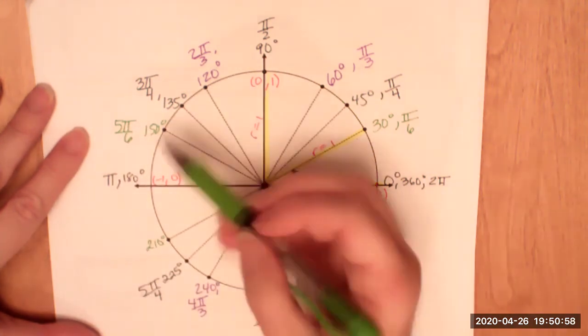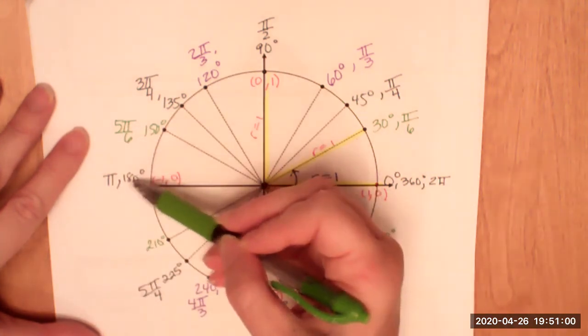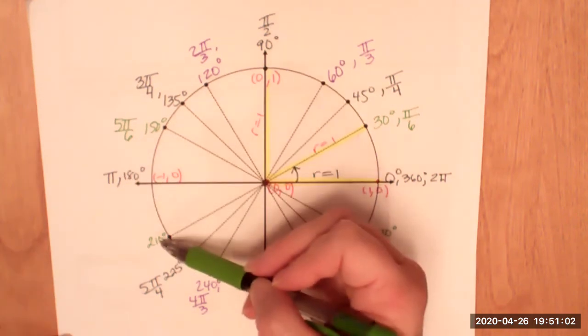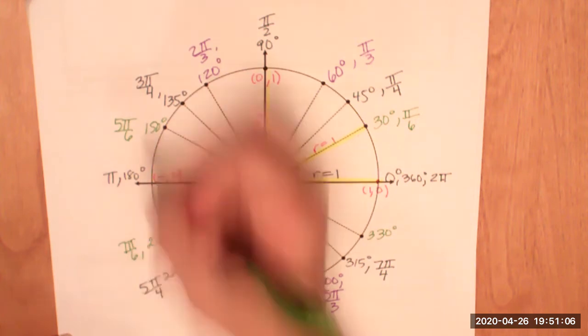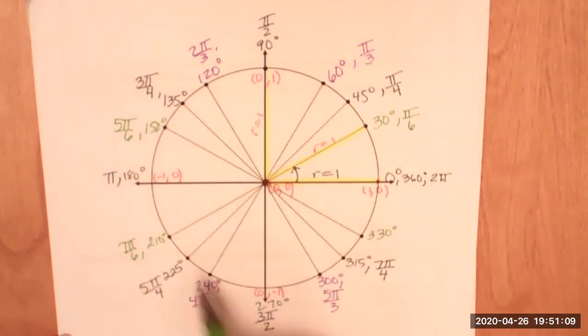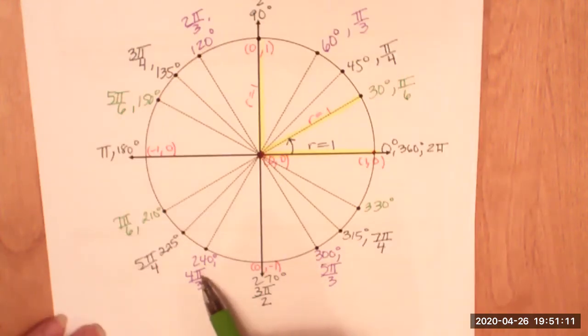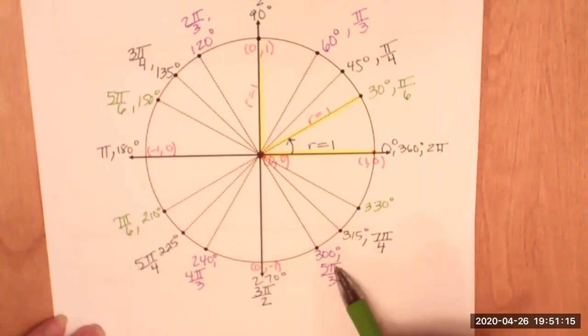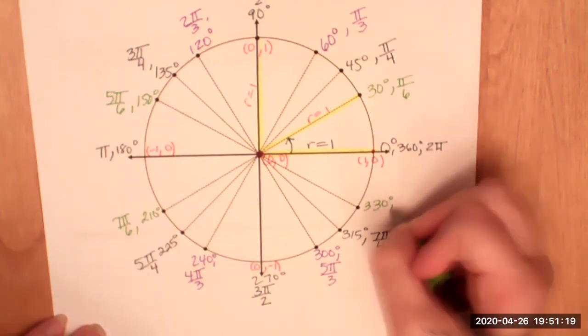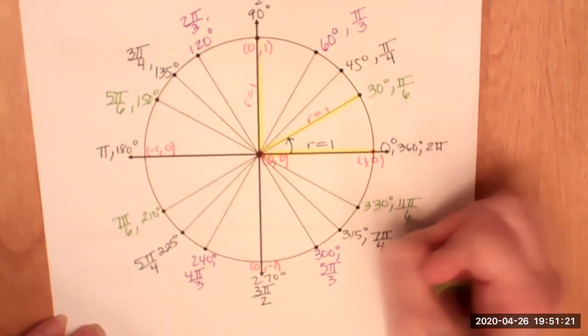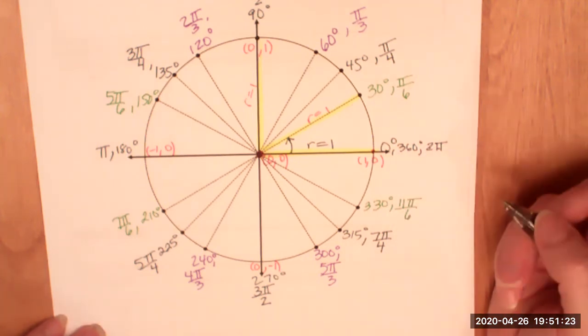6/6 is pi. 7/6, 7 pi over 6. 8/6 is 4/3. 9/6 is 3/2. 10/6 is 5/3. And 11/6, or 11 pi over 6. And then that brings us back to 12/6, or 2 pi.